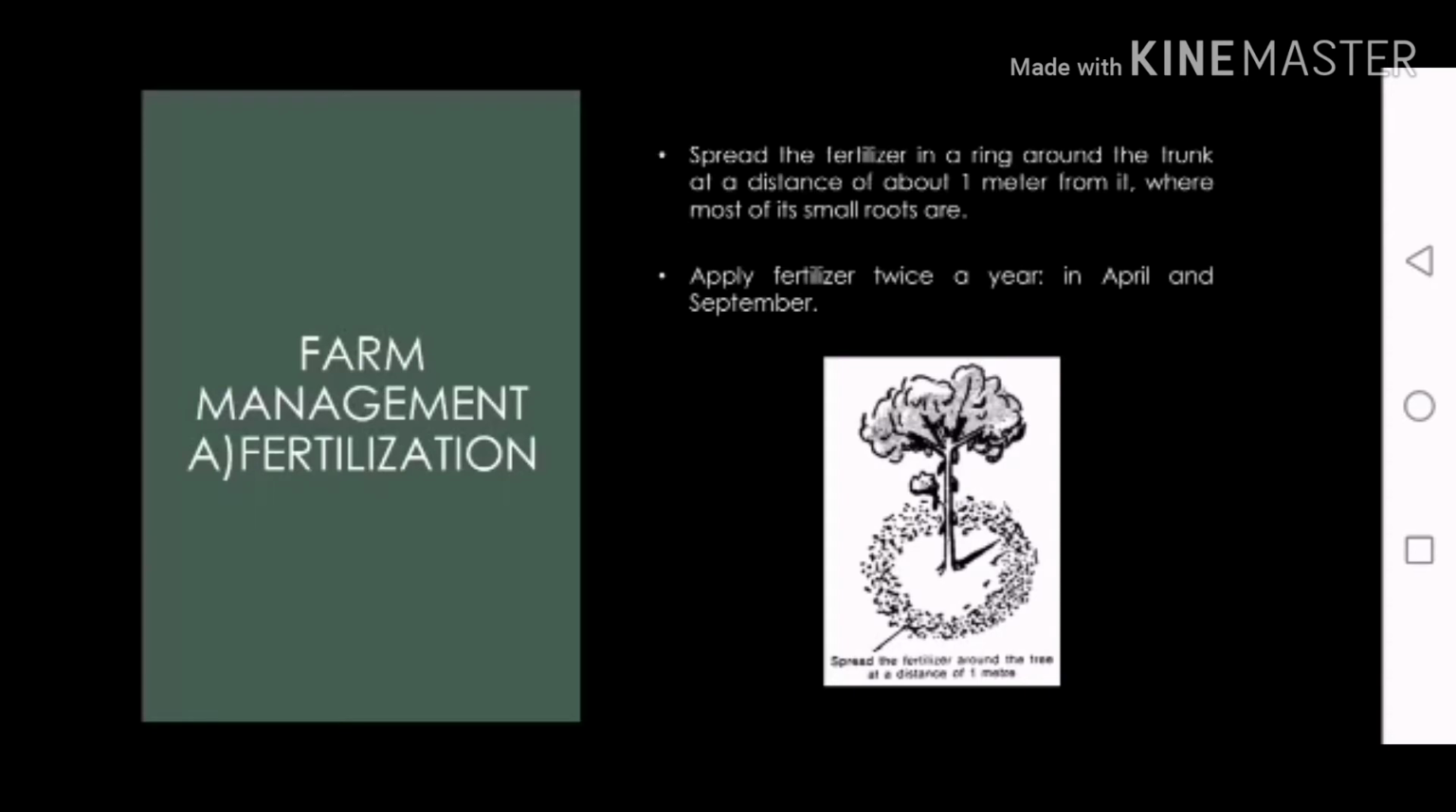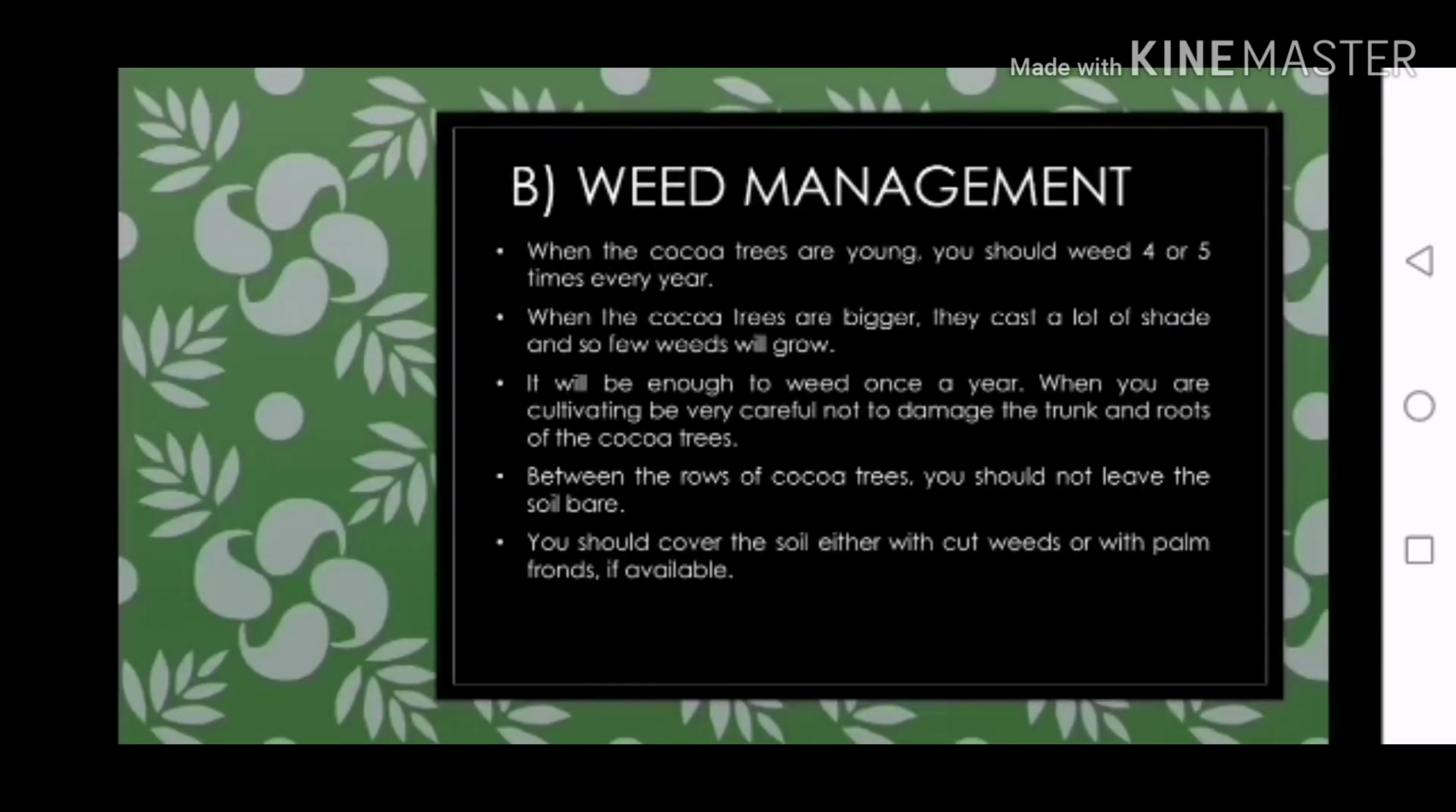And we apply fertilizer twice a year, in April and September. And for the weed management, when the cocoa trees are young, we should weed 4 or 5 times every year. And when the cocoa trees are bigger, they catch a lot of shade, and so few weeds will grow, and it will be enough to weed once a year. And between the rows of cocoa trees, we should not leave the soil bare, so we can cover the soil either with cut weeds or with palm fronds if available.